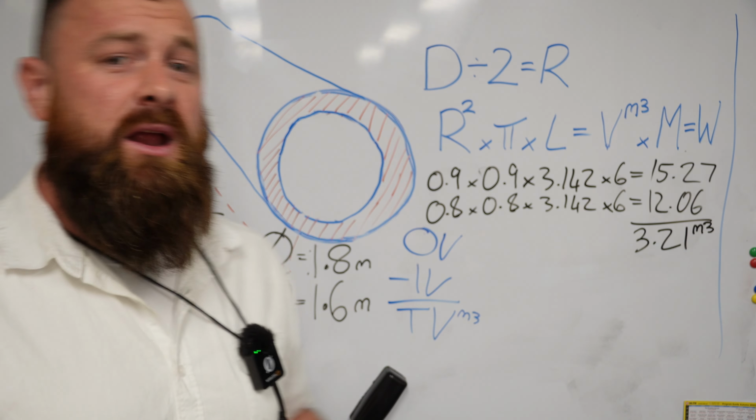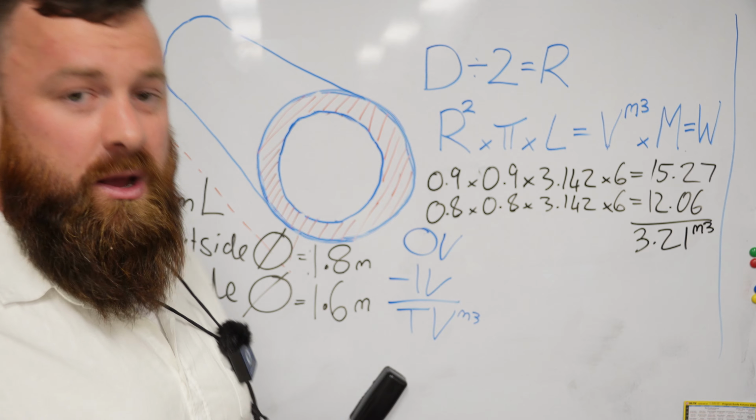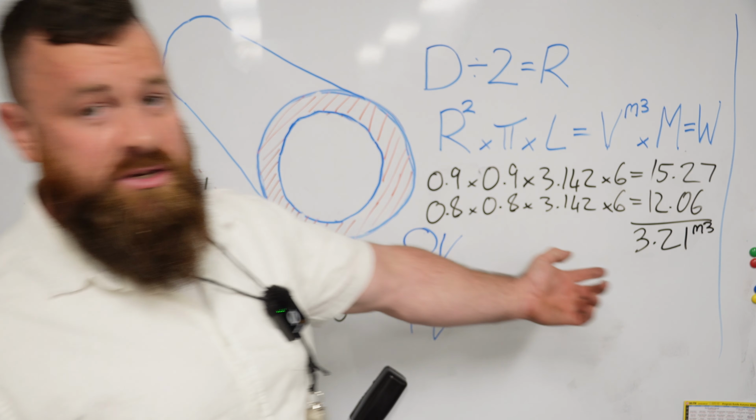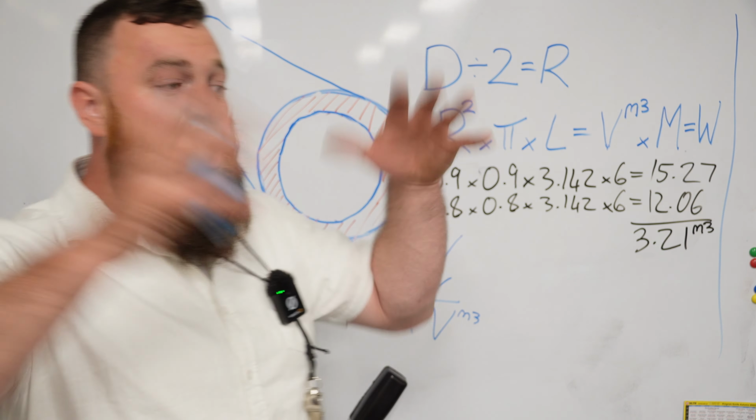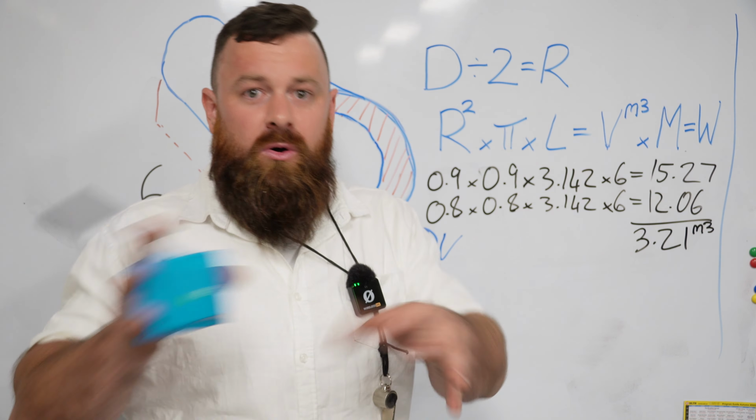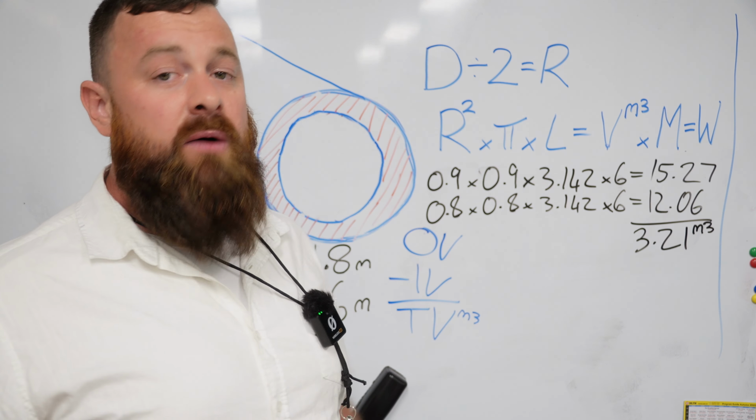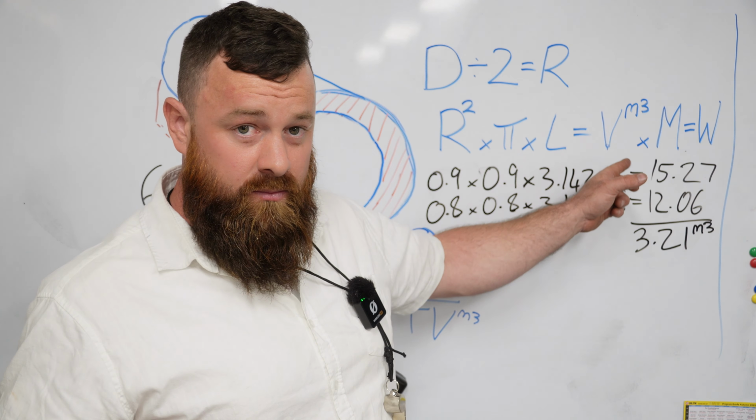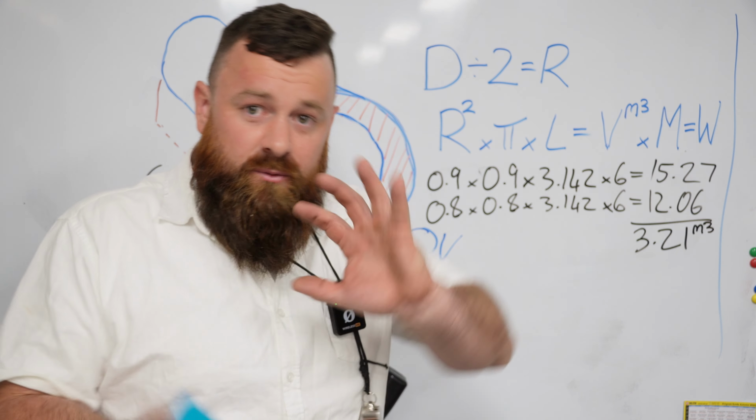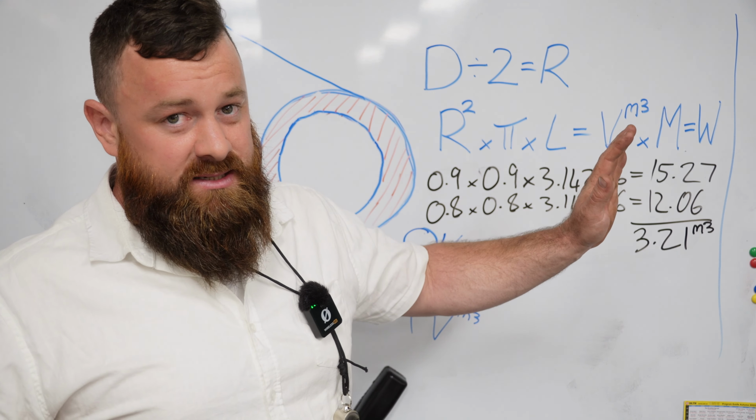3.21 cubic meters of... what is this pipe made of? Concrete. If this pipe was made of steel, that number wouldn't change. The 3.21 is the cubic meters, how much steel or concrete or timber or whatever we have. Now all we need to do is multiply our volume, that is the physical size of whatever it is that we have, by our mass.